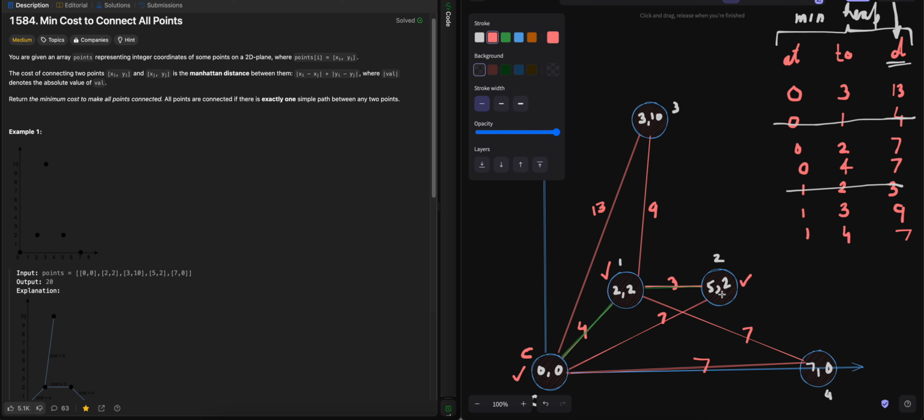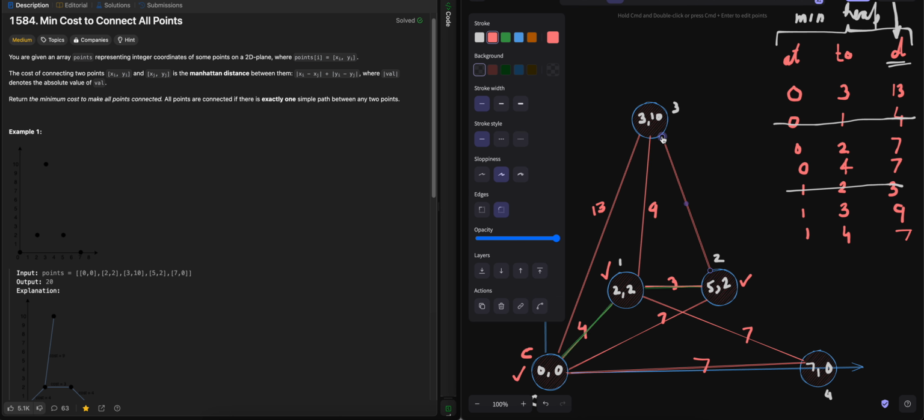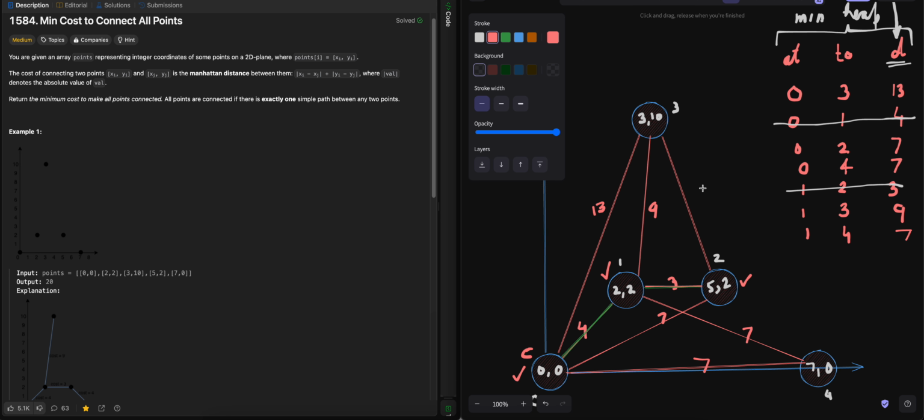Let's do that now. From 2 to 3, what's the Manhattan distance? 5 minus 3 is 2, and 2 plus 8 is 10, so the total is 10. So the distance from vertex 2 to vertex 3 is 10.